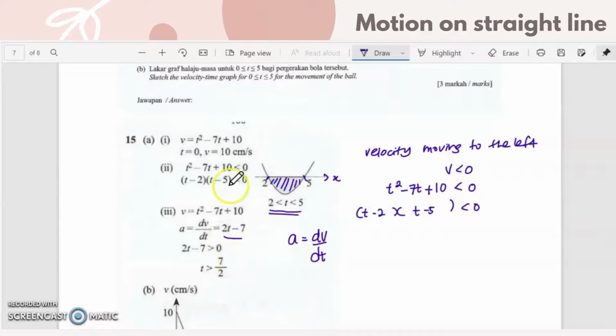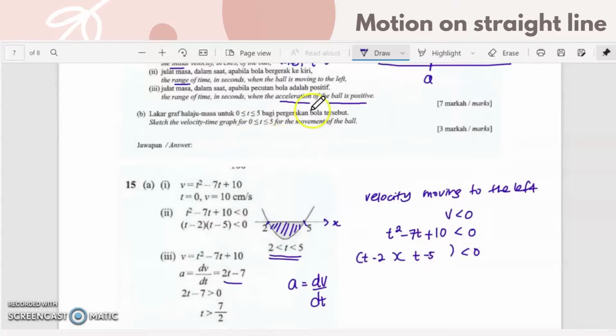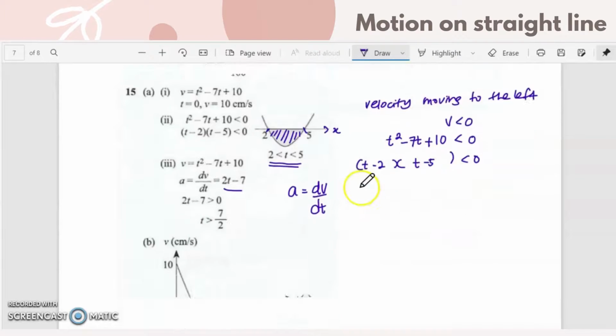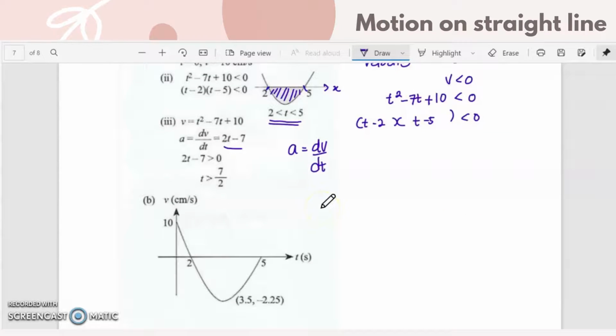Since the question states that the acceleration is positive, it means that acceleration is greater than 0. So 2t minus 7 greater than 0, and you will get the range when acceleration is positive: t greater than 7/2.